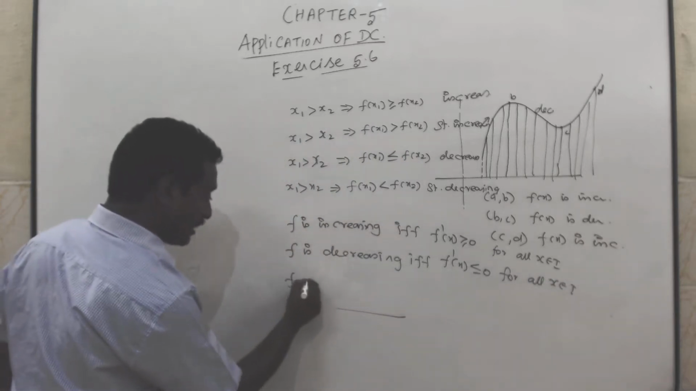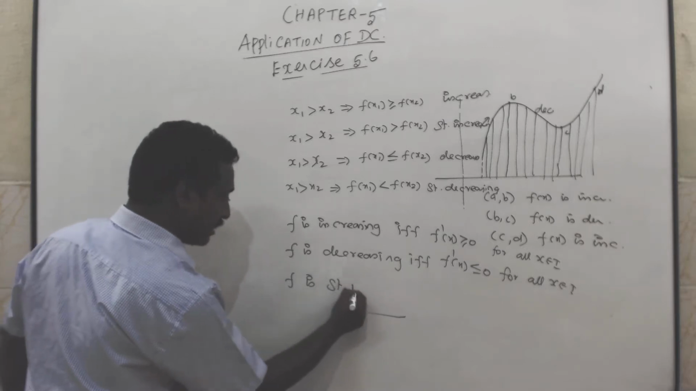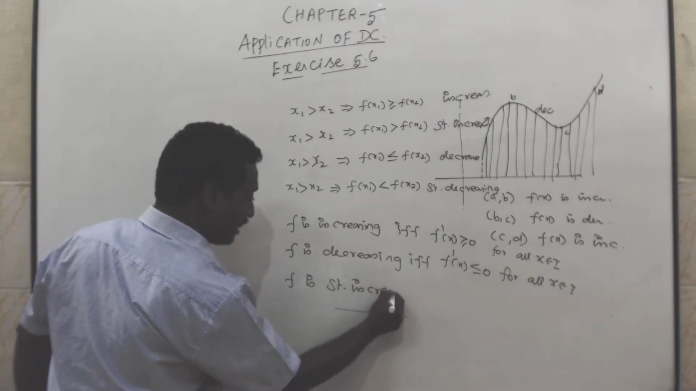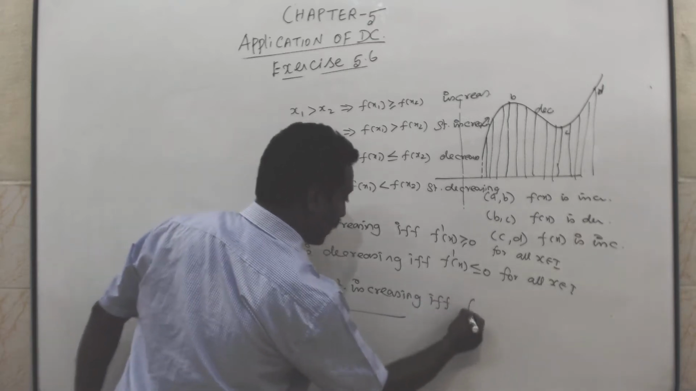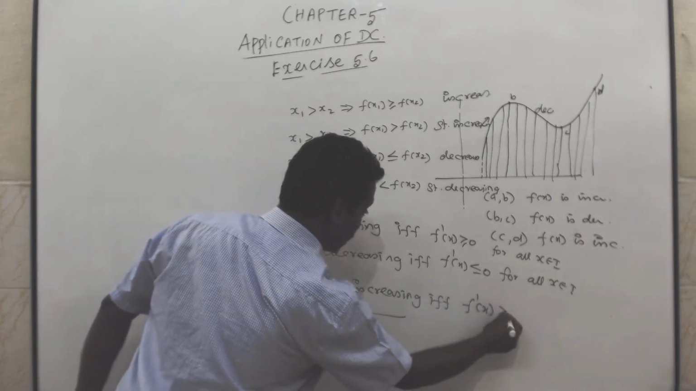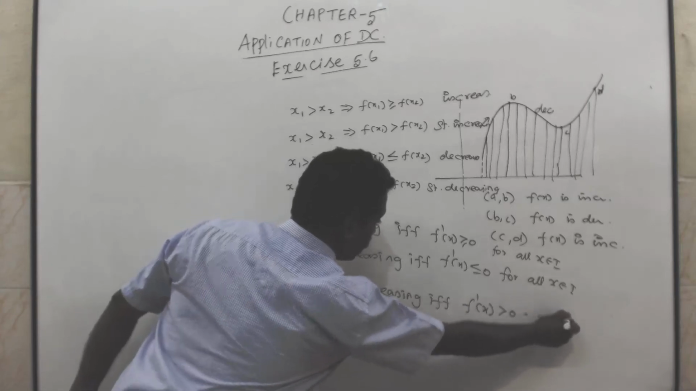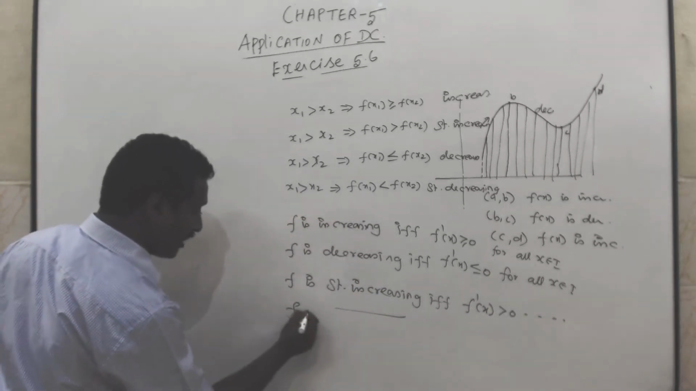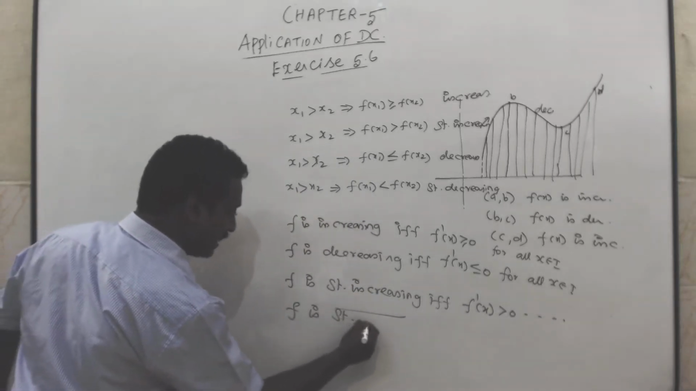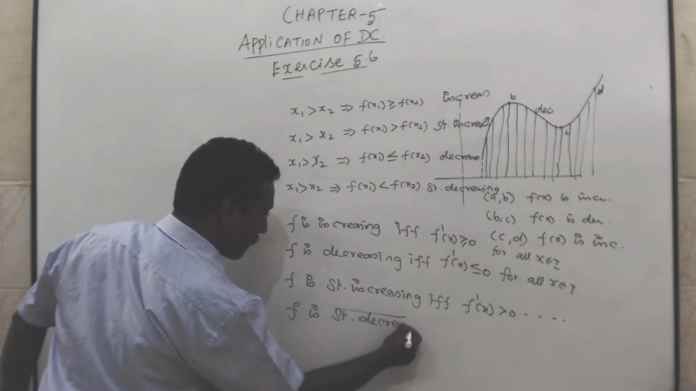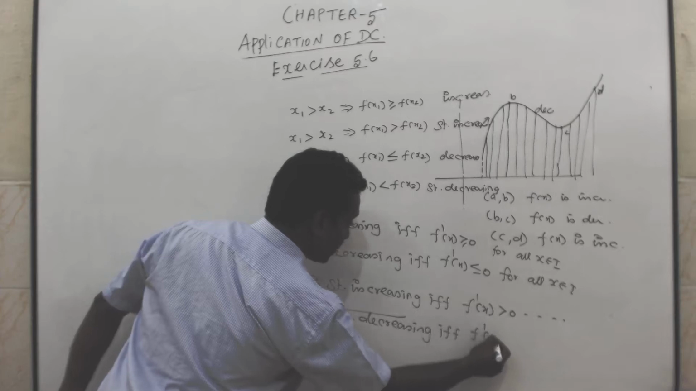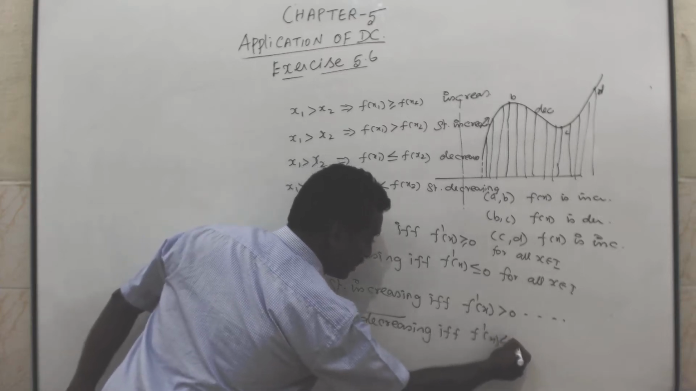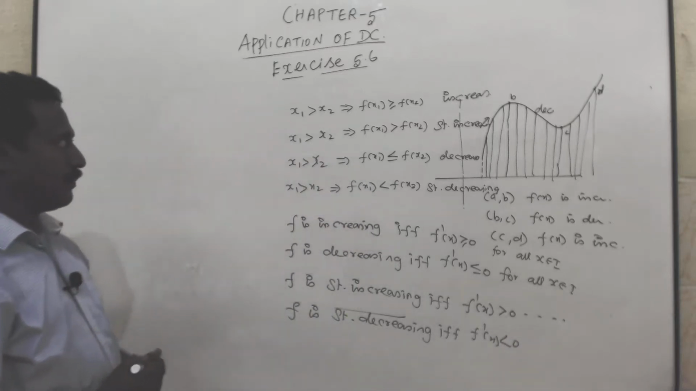Suppose f is strictly increasing if and only if f dash of x is greater than 0 for all x belongs to I. f of x is strictly decreasing if and only if f dash of x is less than 0 for all x belongs to I.